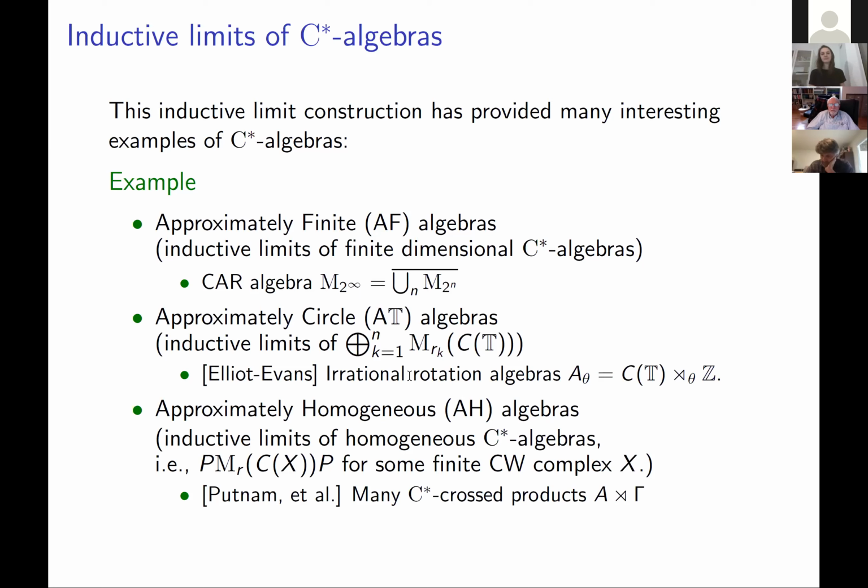Another class of examples, in a sense generalizing these, are the approximately homogeneous, or AH, algebras. These are inductive limits of homogeneous C-star algebras. Equivalently, homogeneous C-star algebras look like matrix amplifications of continuous functions on some finite CW complex, compressed down by a projection. It turns out that these capture a lot of really interesting classes of C-star algebras, in particular crossed products, which are a C-star generalization of dynamical systems.